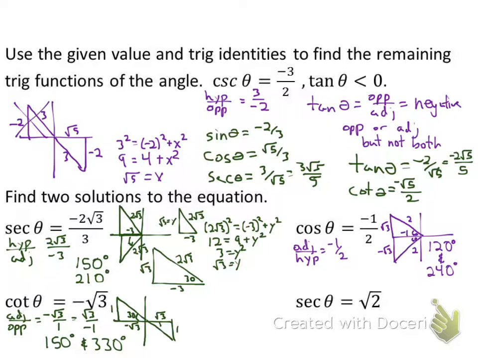Last one, secant theta. Secant is the reciprocal of cosine, which is hypotenuse over adjacent. So that's root 2 over 1. When could we have that? Well, positive adjacent could be there. Or it could be down here. I have 1 and root 2, also down here, and this would be negative 1, positive 1. We should recognize that one as 45 degrees, or 45 from 360, which is 315 degrees.